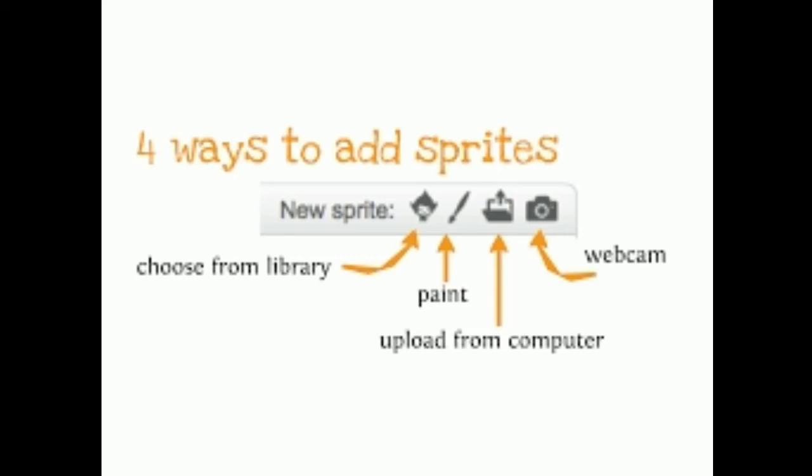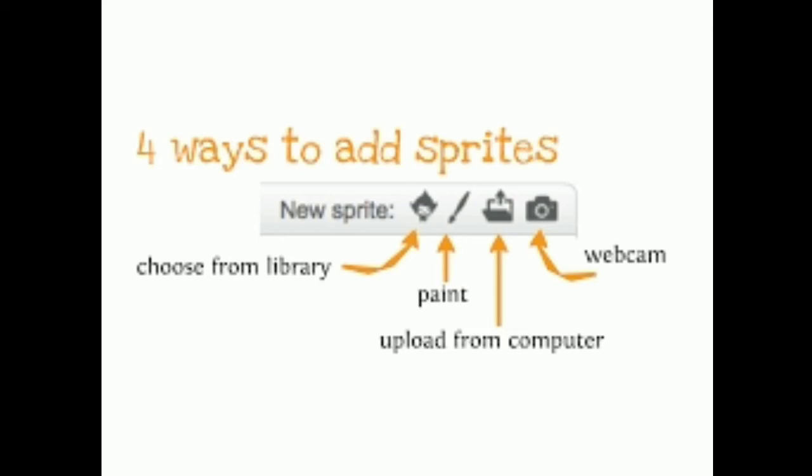You can see there are 4 different buttons present in this section, and each button can be used to add a new sprite on the stage in a different way. The first button is used for choosing a sprite from the library. The second sprite we can create by using paint. The third is by uploading from the computer, and the fourth one is by using our camera or webcam.